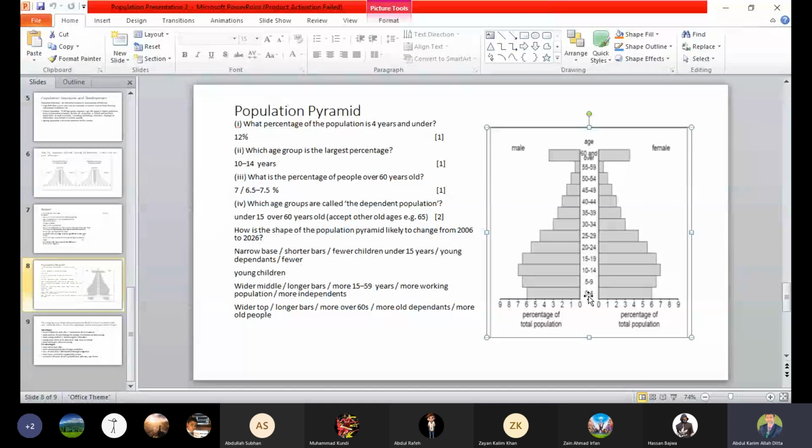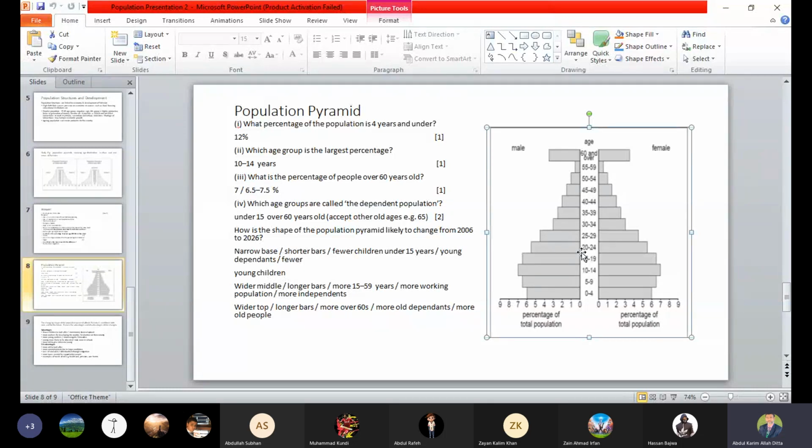And their age group, you can see that 0 to 4, 5 to 9, 10 to 14. So under 15, that age group is called the lower age group. Over 15 and under 60 is the middle age group. And over 60, we have the upper age group. So in this pyramid, you can see different age groups and their percentage of males and females.